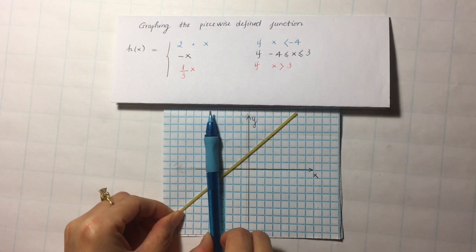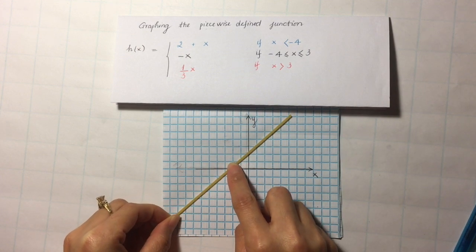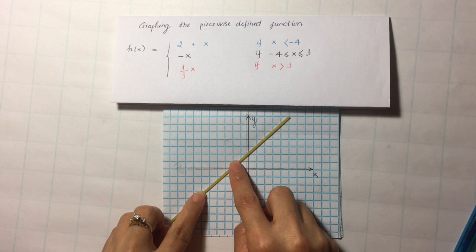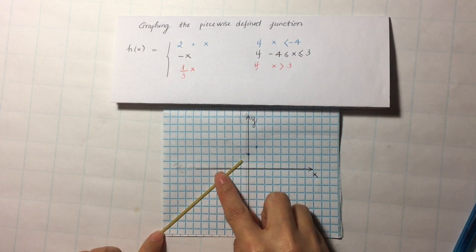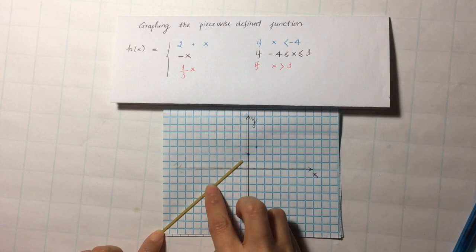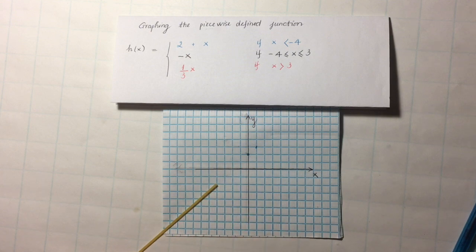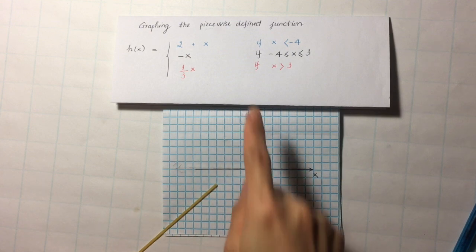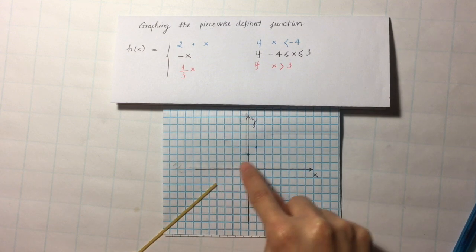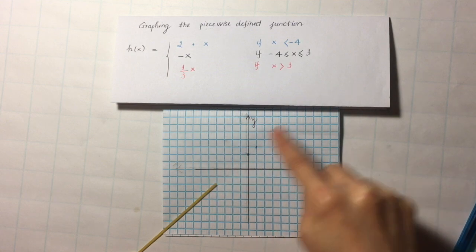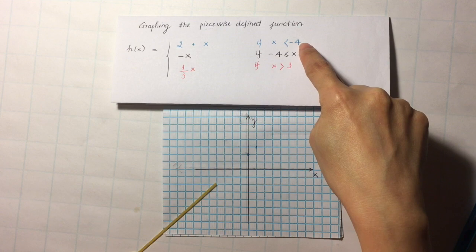So our graph should look like this. We get it to x less than -4. The graph of the first function will be this part only. We do not take the upper part, because we only take the part that has x less than -4.